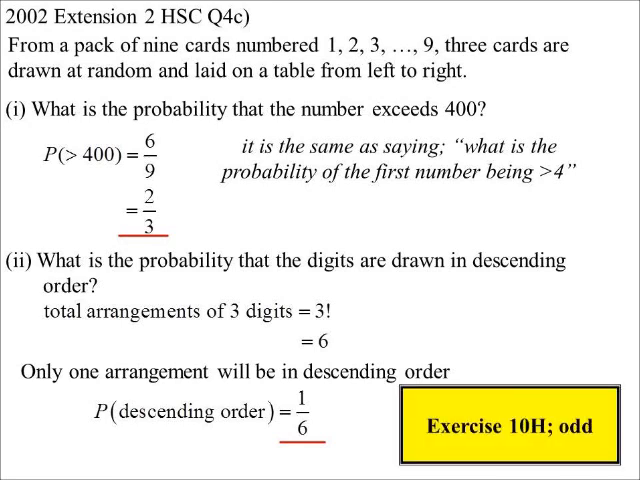Alright. So anyway, there's a couple of the extension ones. 10H has now got a mixture of perms and combs. You need to work out, okay, is this going to be a permutation? Is this going to be a combination? In other words, is order important?